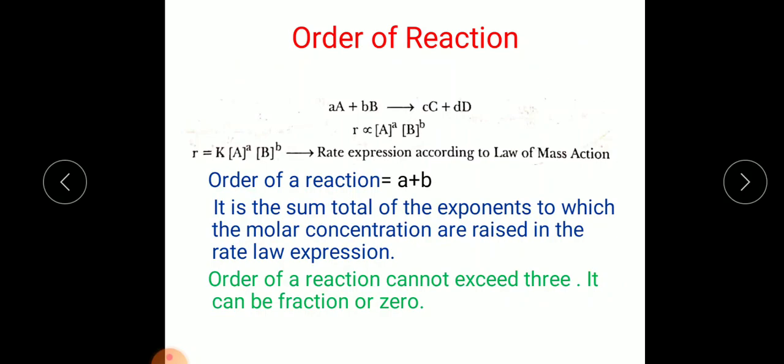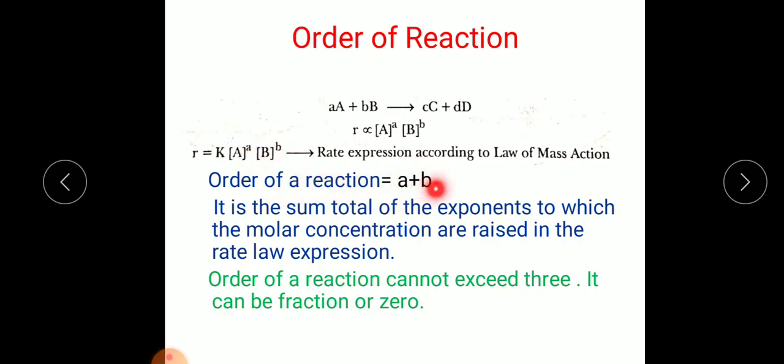Next is order of reaction. What does order of reaction mean? Order of reaction also comes from the rate law expression. Once again we take the same general chemical equation, and according to the law of mass action, rate is directly proportional to the product of the molar concentrations of the active masses of the reactants raised to the power of their coefficients. We remove the proportional sign and put constant K. That is the rate expression. Now the sum of the powers of these reactants, small a and small b, will give you the order of a reaction.